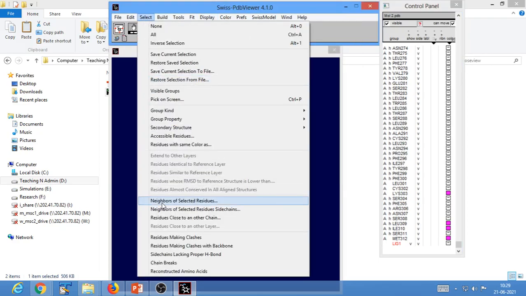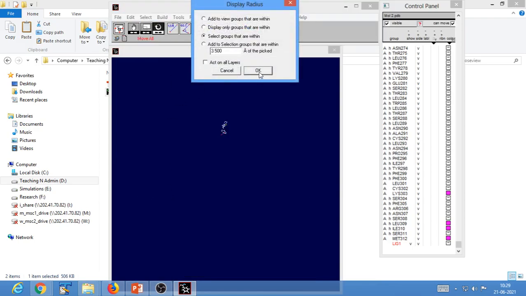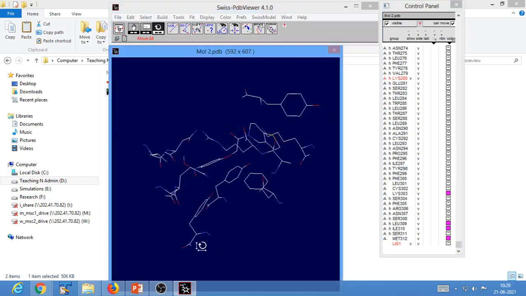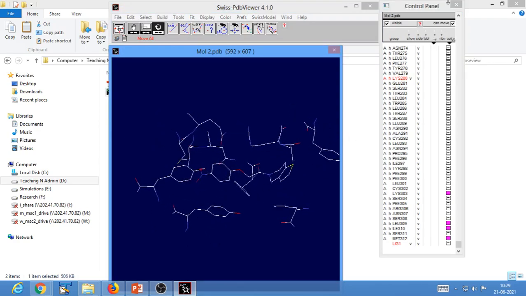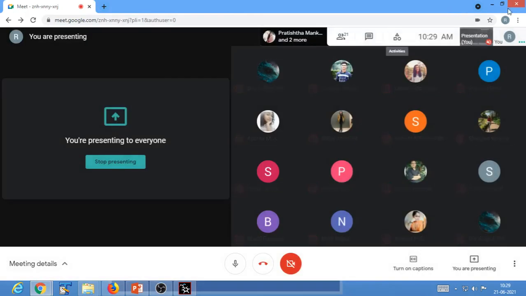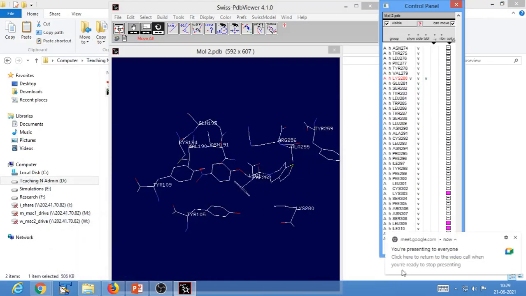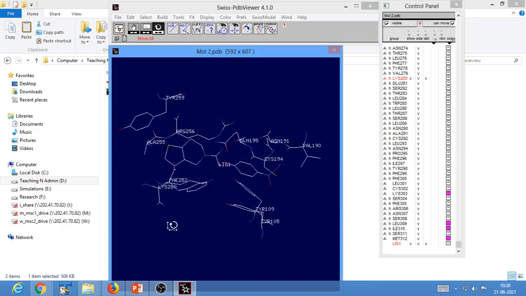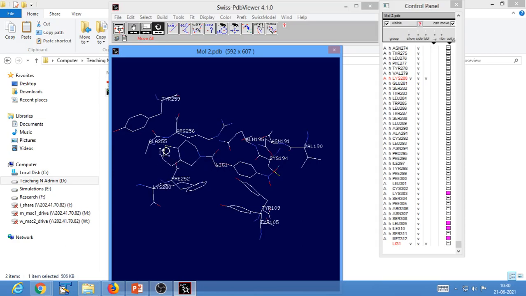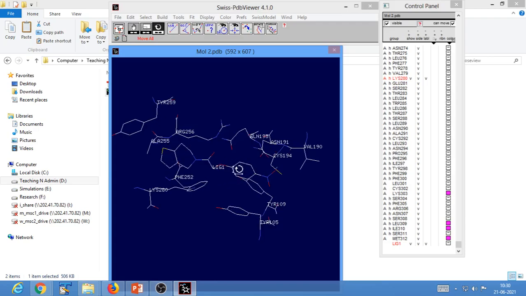Now let us try to visualize how many amino acid residues are in the vicinity of your ligand. I would label these residues over here. So here we go. What you can see over here is your ligand molecule, and it contains some aromatic centers. This particular ring can be considered aromatic, and this ring can also be considered aromatic.